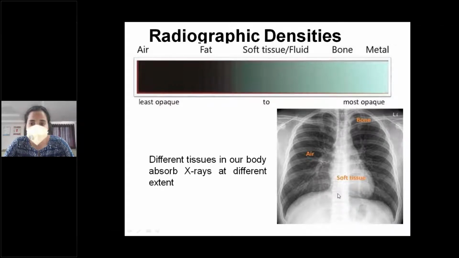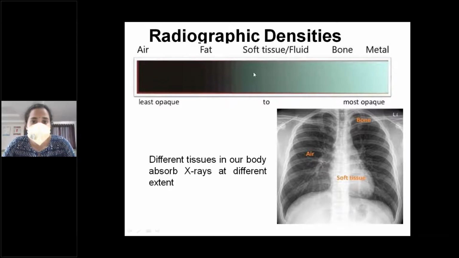Now, if it comes to a soft tissue, it tends to obstruct more than half of the rays that are coming in its way. So it seems not lucent, not of opaque density. It is more like a mixture. And then when it comes to air, it tends to allow all the radiographic rays to pass through it. So it is basically very lucent. You can see that the radiographic density is like this. It is almost black. When it comes to metal, it is almost white. I mean, it is very opaque.